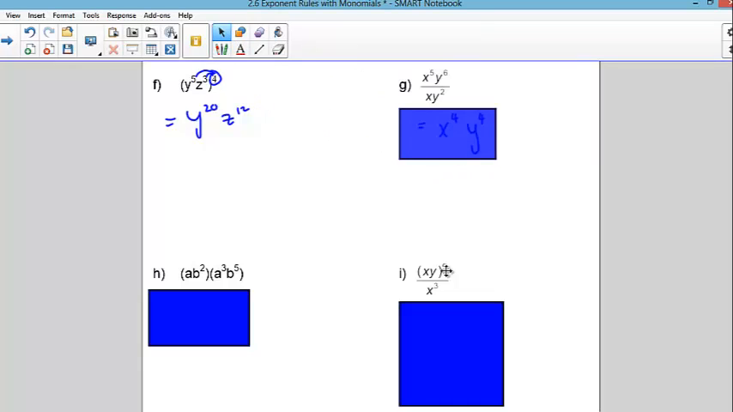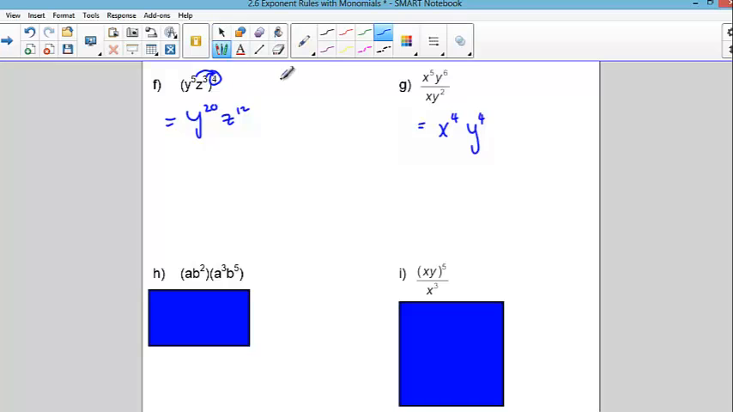Okay? With question G, a similar problem happens. We're going to basically do the same rule with the two separate terms because x and x are the same bases. We won't forget that that's the power of 1. We'll get 5 minus 1, which is 4, the exponent for x. And here we'll get y to the power of 6 divided by y to the power of 2, which gets us y to the power of 4 right there.